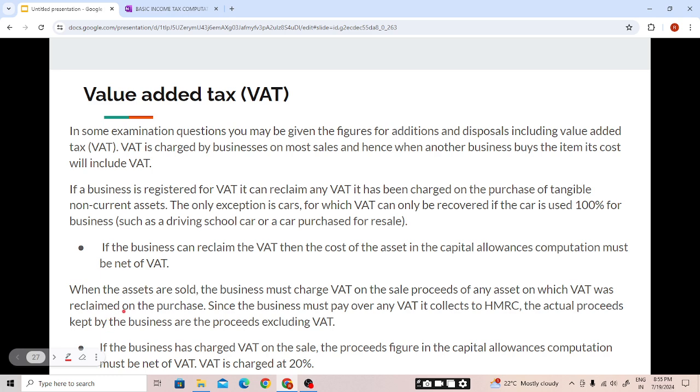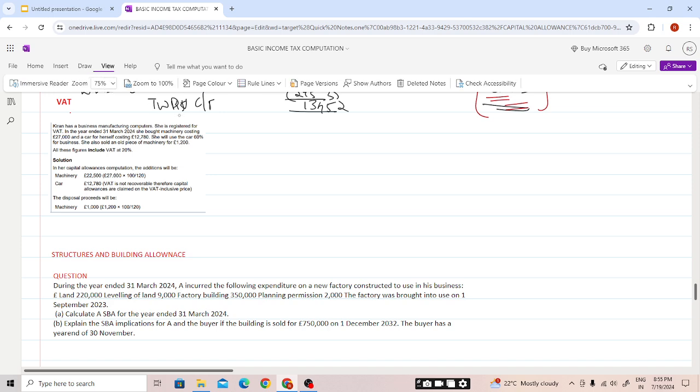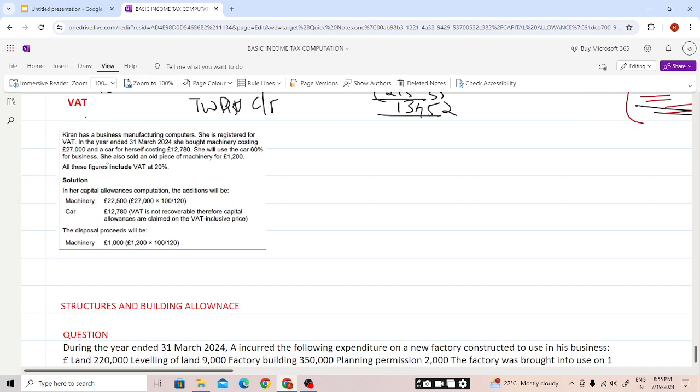But VAT is available on all assets, with an exception for cars. The car must be used wholly, 100%, for business purposes. Now let's see a small example, students. Kiran has a business manufacturing computers. She is registered for VAT, so she can reclaim it.